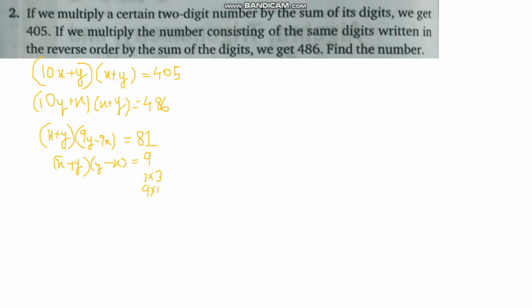See, 3 into 3 can't be, because then one number will become 0, and it will not be a 2-digit number then. The last and the only option remaining to us is 9 into 1, which can be easily checked. Then x will come out to be equal to 4, y will come out to be equal to 5. You will solve it: put this equal to 9, this equal to 1, add both the equations and you will get the value of y, subtract both the equations and you will get the value of x. I am not solving those. The answer will be nothing but 45.